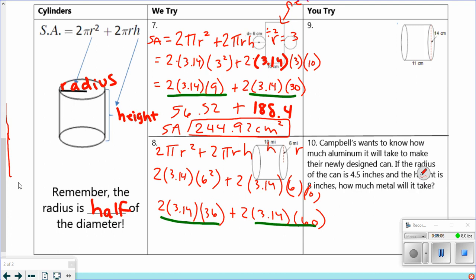Take a minute to multiply that out on your calculator to see what you get. So here, to double check, you should get 226.08 plus 376.8. We add them together, and we should get 602.88. And that's our surface area of that cylinder. So that's how much it would take to make a can if its height was 10 and its radius was 6. Okay, final steps would be to do number 9 and 10, then raise your hand to get checked. Great work.